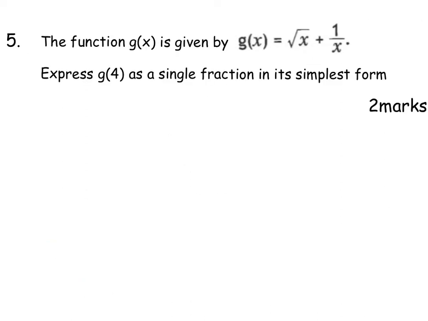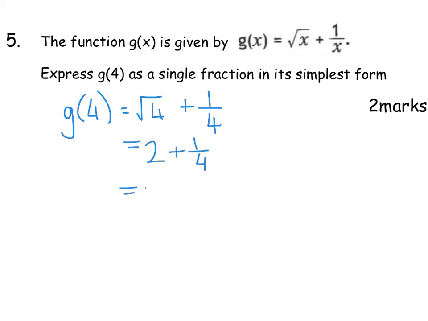Okay, number 5, we've got a function question, and we're told g of x is given by this thing here, and we have to work out g of 4. So g of 4 is simply replacing x with a 4. So we've got the square root of 4 plus 1 over 4, which gives you 2 plus 1/4, and you can leave that as 2 and 1/4, or you can make it top heavy and say 9 over 4. I really don't mind which one. So on this question, there would be a mark for obviously an answer, and there would be a mark for substituting in there correctly. Okay, nice and easy.